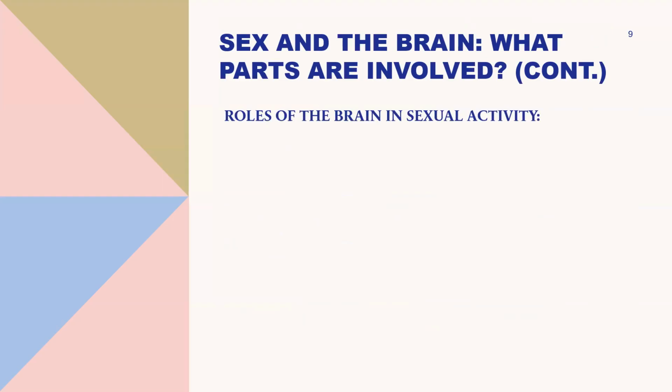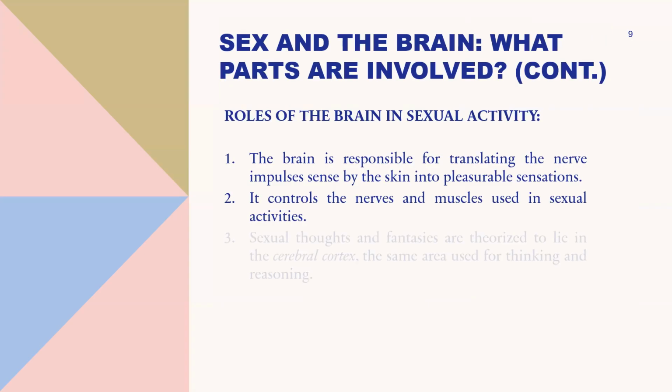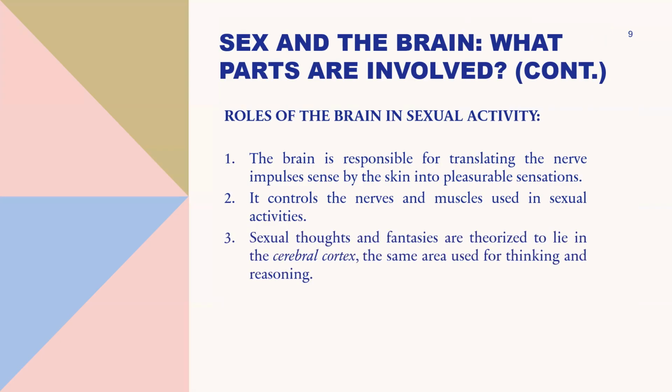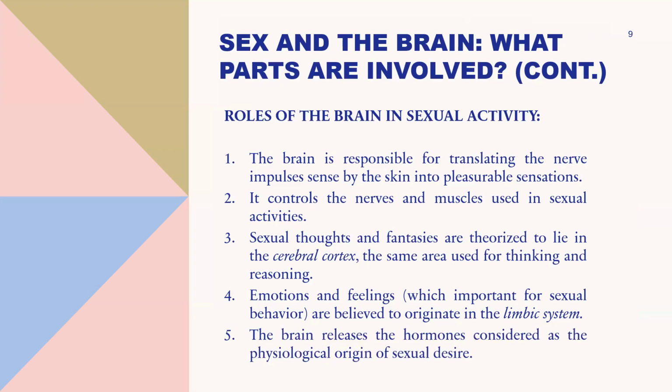So let's talk about the roles of the brain in sexual activity. First, the brain is responsible for translating the nerve impulses sensed by the skin into pleasurable sensations. Second, it controls the nerves and muscles used in sexual activities. The third one, sexual thoughts and fantasies, are theorized to lie in the cerebral cortex, a structure in the brain in the same area used for thinking and reasoning. Emotions and feelings, which are important for sexual behavior, are also believed to originate in the limbic system. And the brain releases the hormones considered as the physiological origin of sexual desire.